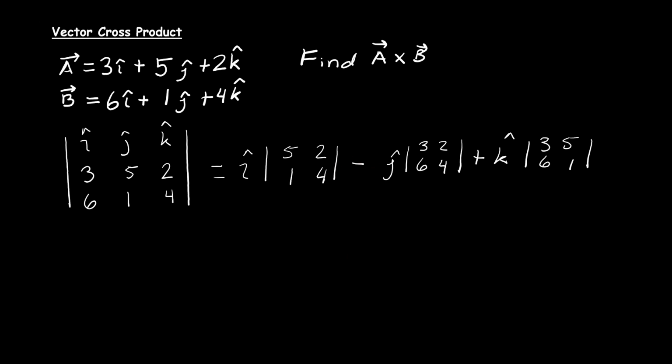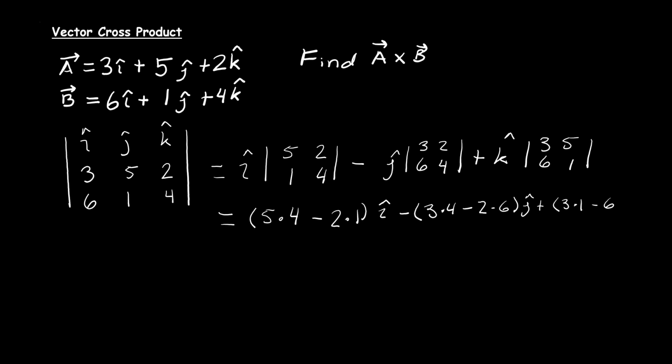Okay, so the determinant of a 2 by 2 matrix is you multiply the two diagonals. The diagonal going down and to the right is positive, and the diagonal coming down to the left is negative. So it's going to be 5 times 4 minus 2 times 1 i hat, minus 3 times 4 minus 2 times 6 j hat, plus 3 times 1 minus 5 times 6 k hat.